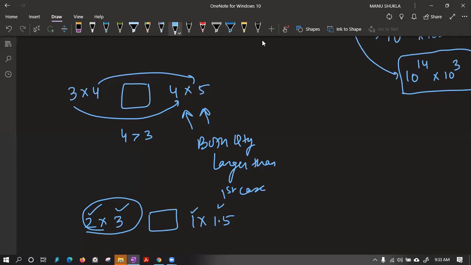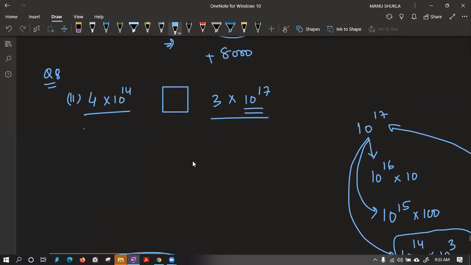But when there is a confusion, as in our question, you can see this quantity is larger on this side and this quantity is larger on this side. It may give you a problem. These kind of questions may give you a problem, so it is better to make them like terms. By like, I actually mean to make the 10 power same.